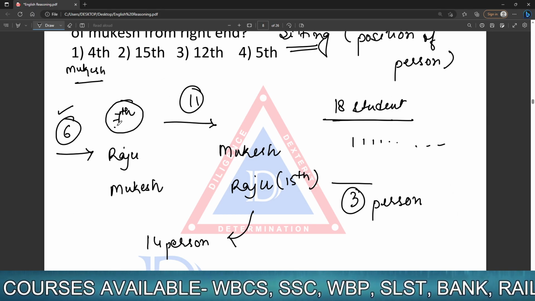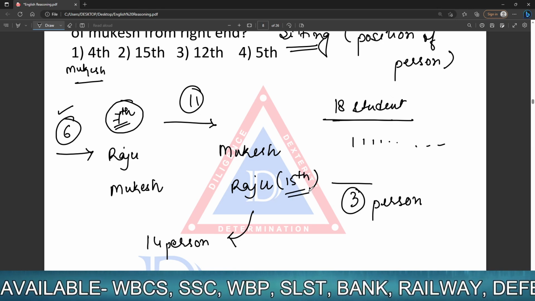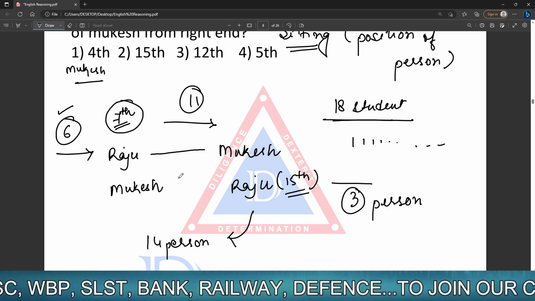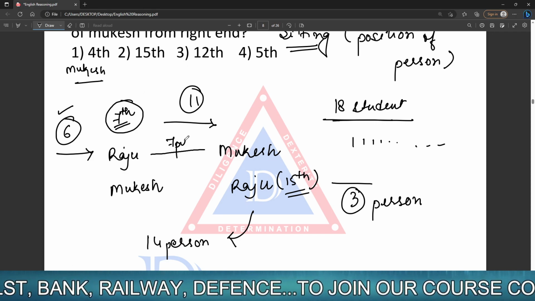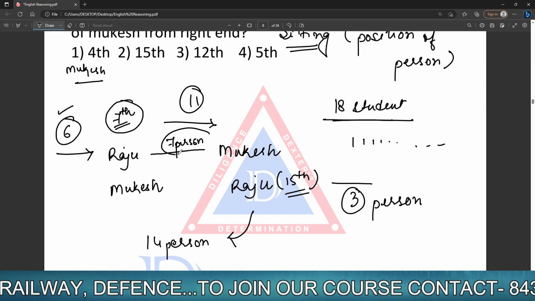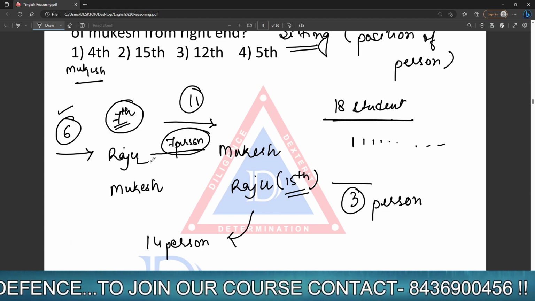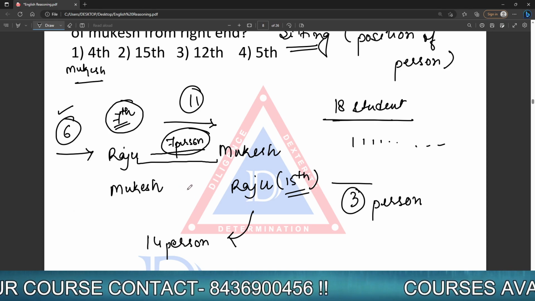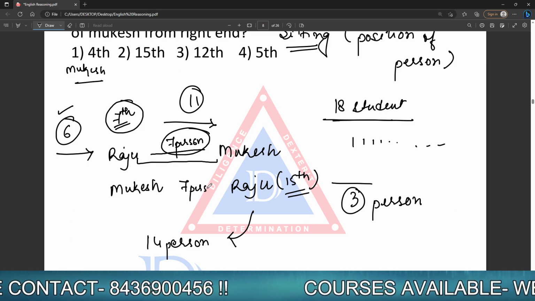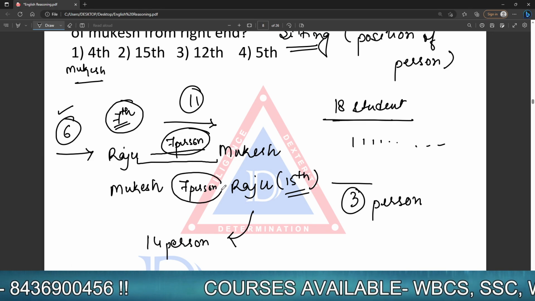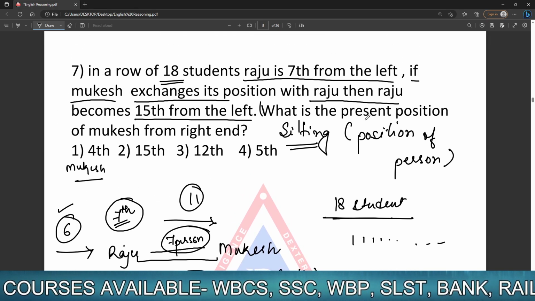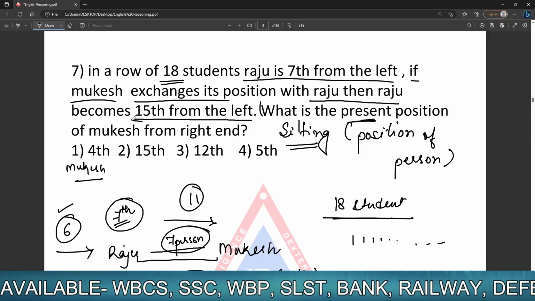So if he is 7th from here and 15th from here, that means there is a gap of 7 persons between them, Raju and Mukesh. So what does the question require? The question requires the present position of who? Mukesh.